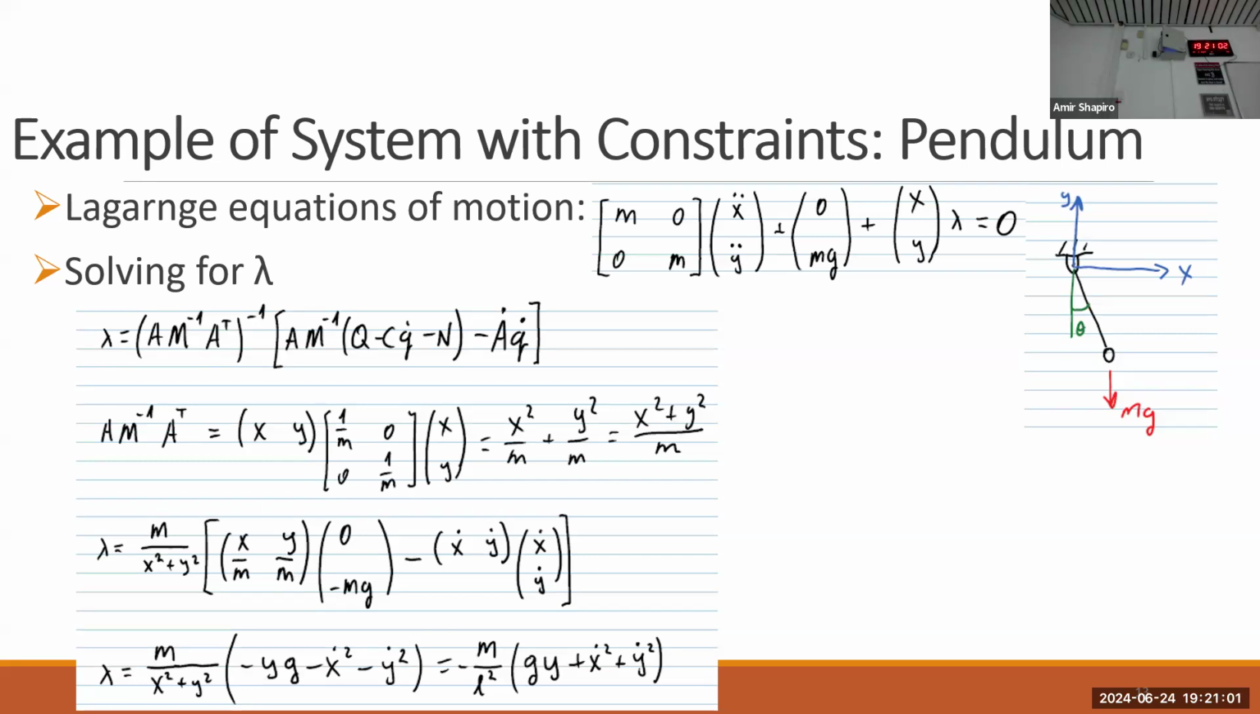From our previous solution, this was the general form for the solution for lambda. So now we can take A M inverse of M A transpose. A is x y, the inverse of M is simply 1/m, and A transpose is x y. So this entire term is this multiplication, and it is x squared over m plus y squared over m, which is this term.